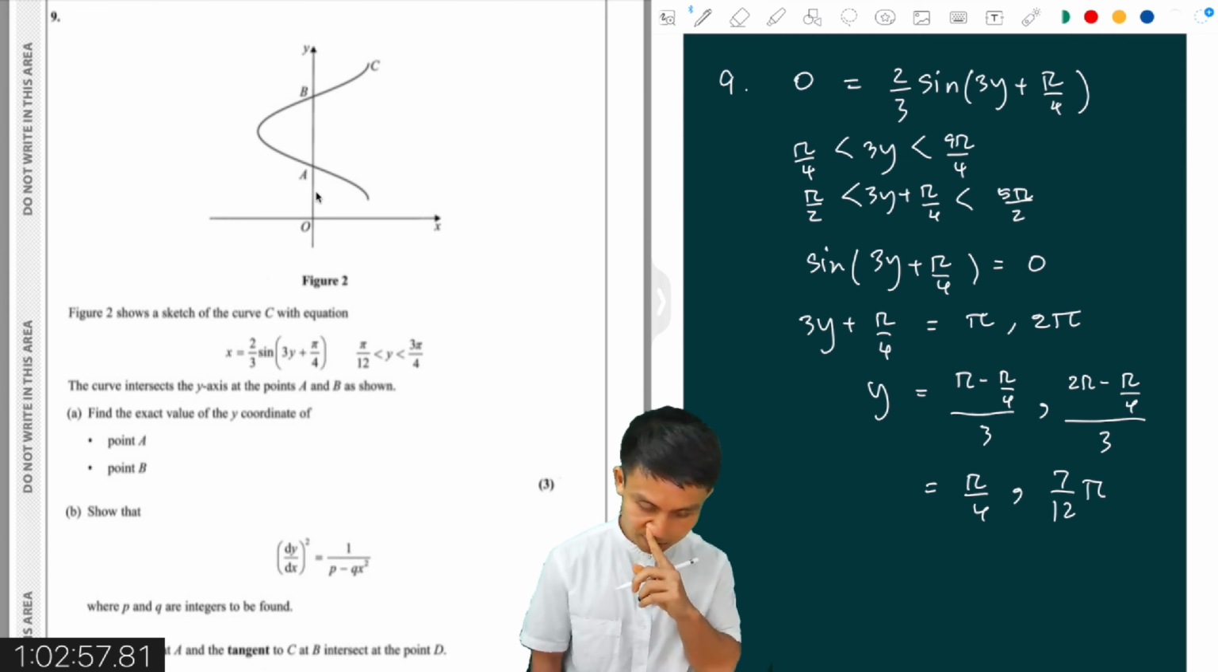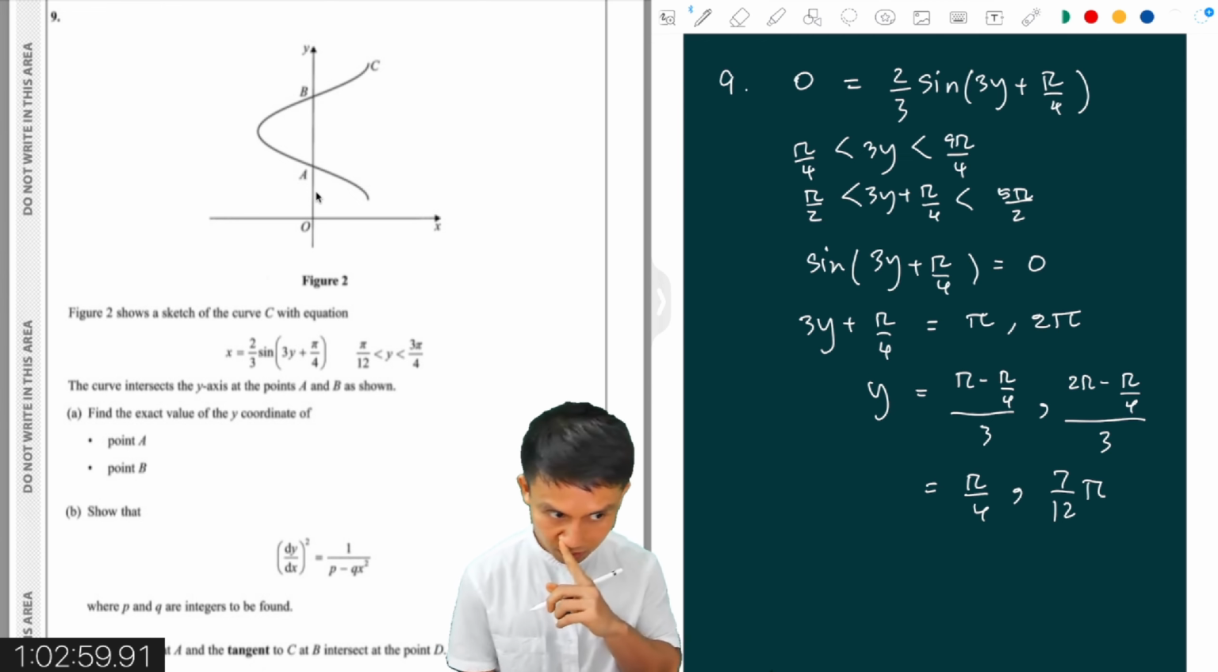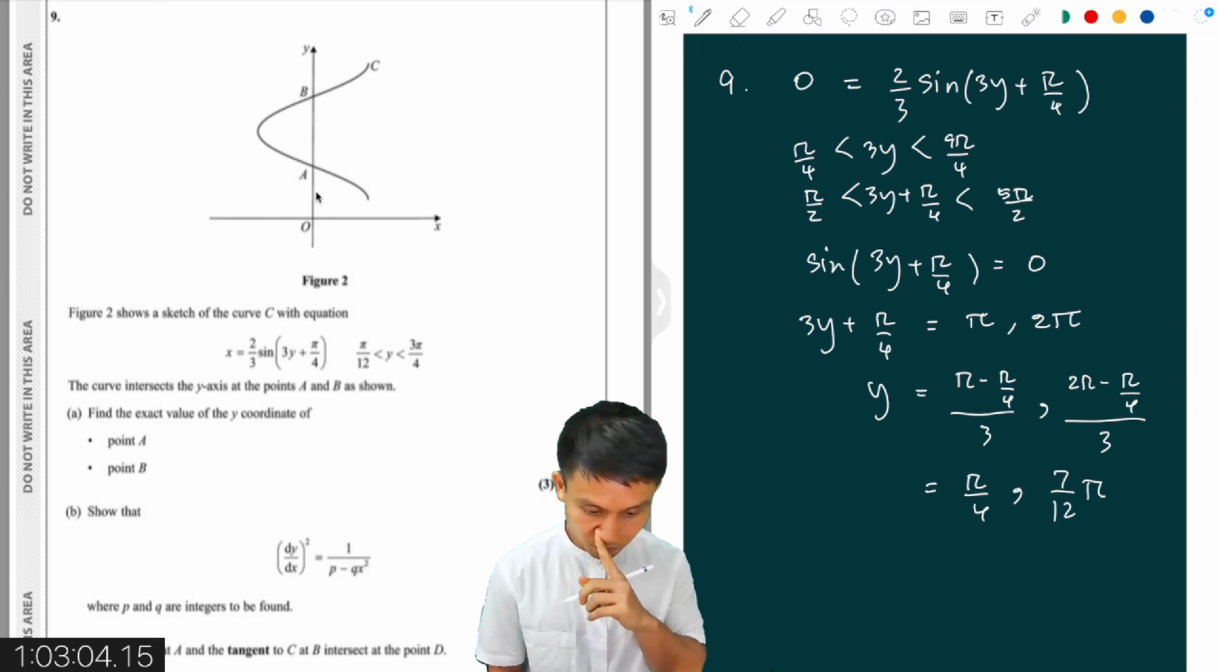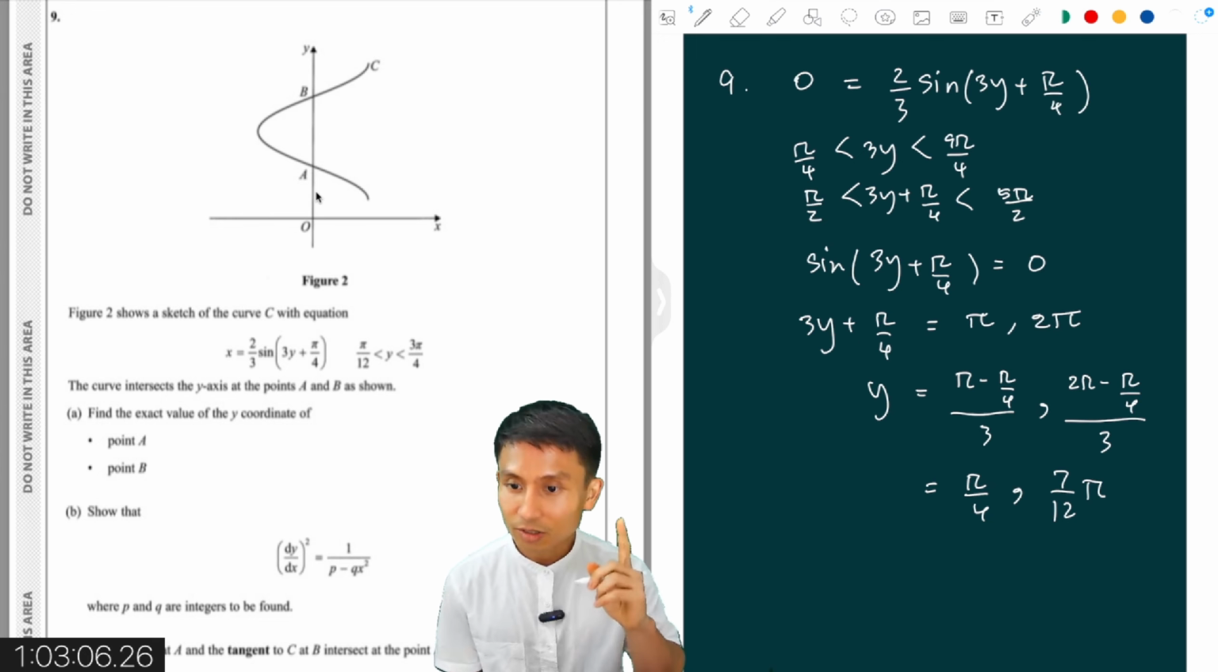I think I'm happy with that. 3 pi over 4. Yep. 7 pi over 4. Yep, I think I'm good. Now, the exact value of the y-coordinate of A and B.